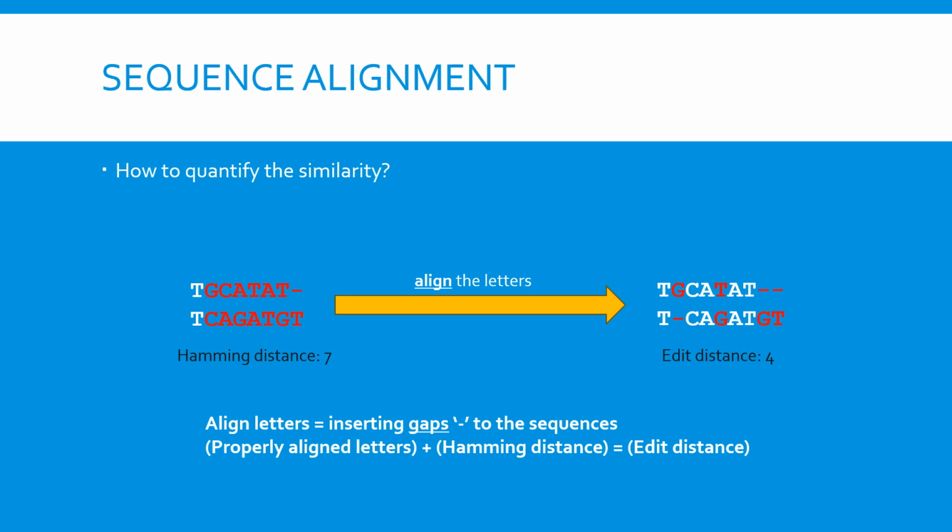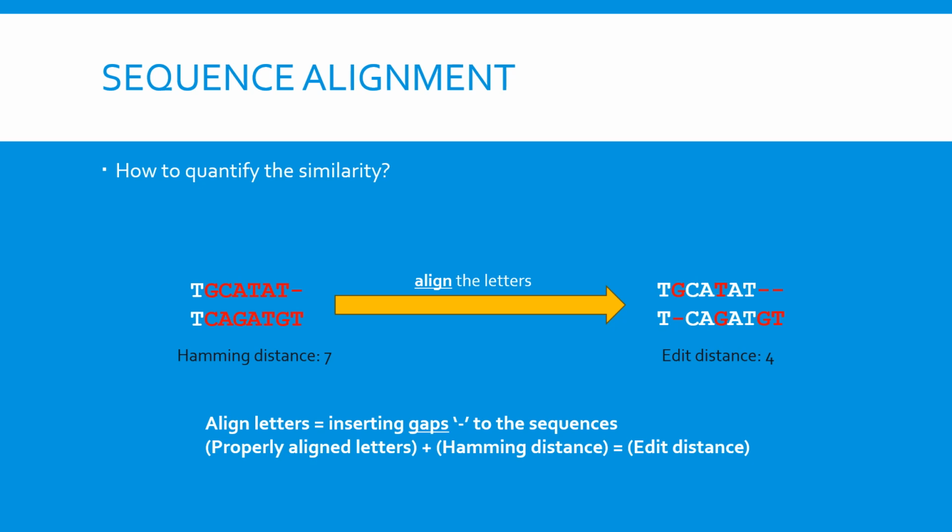Let's begin with defining the sequence similarity we want to measure. Consider two sequences, TGC-ATAT and TCAG-ATGT. The easiest way to measure their similarity is using the Hamming distance, which compares the two sequences letter by letter and counts the number of mismatched letters. In this case, the Hamming distance between the two sequences is 7, where we marked the mismatched letters red.